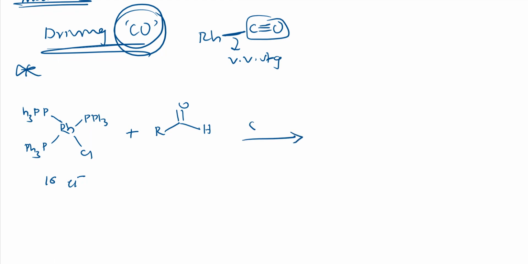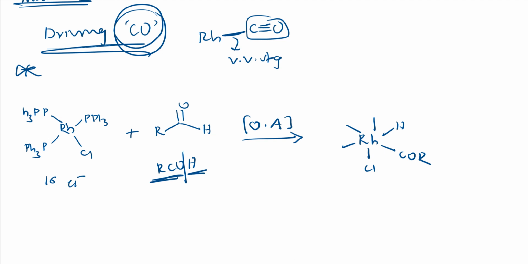So oxidative addition, these things I have told you. In this step, what happens here? Rhodium is there, PPh3, PPh3, and it will happen like this. See here, hydrogen will attach here, and here RCO, like this. So RCO will attack this rhodium, and H will attack like this.